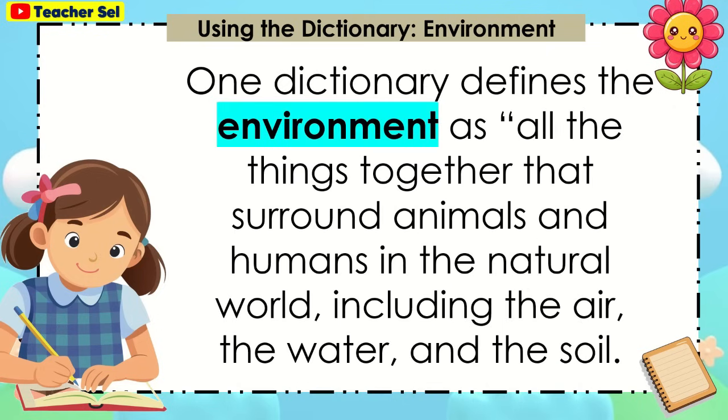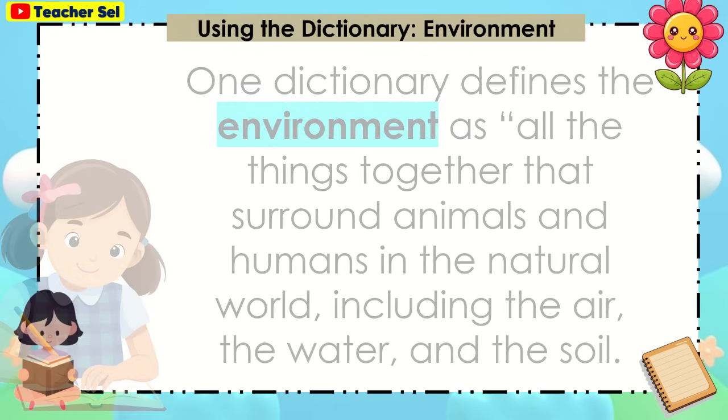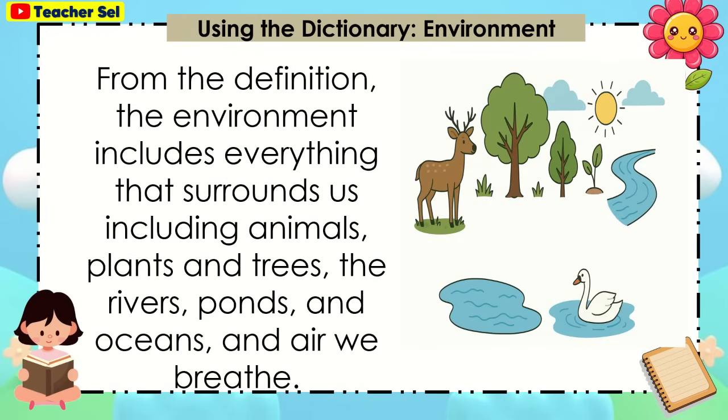One dictionary defines the environment as all things together that surround animals and humans in the natural world, including the air, the water, and the soil. From the definition, the environment includes everything that surrounds us, including animals, plants, and trees, the rivers, ponds, and oceans, and air we breathe.